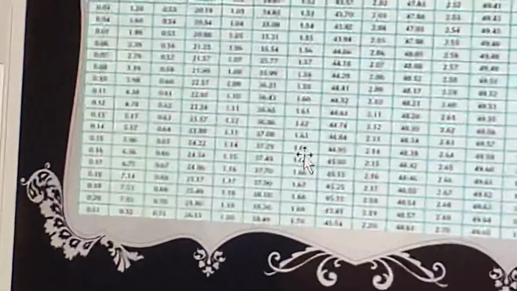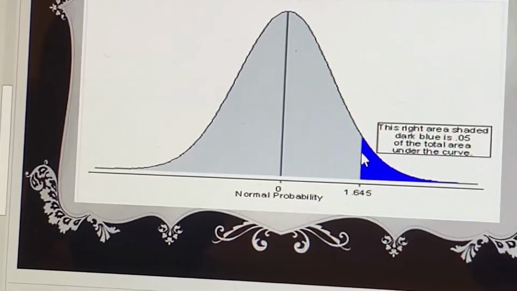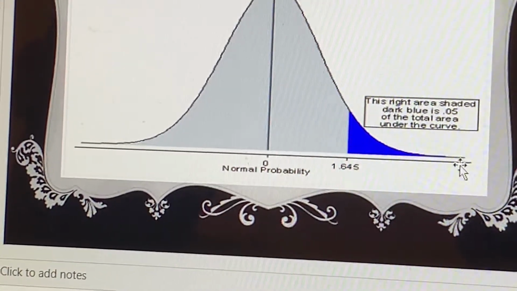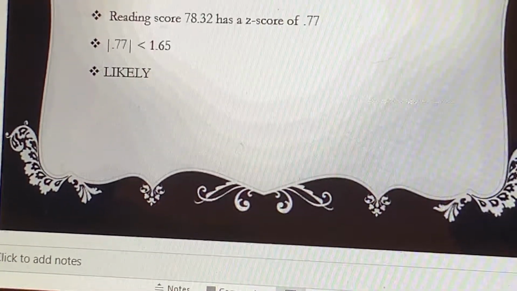And the z-score of 1.64 corresponds with 44.95, and 1.65 corresponds with 45.05. So this is where the area of rejection begins. So anything that is 1.6494 would be within the area of acceptance. Anything above 1.645 will be rounded up and put into the area of rejection.